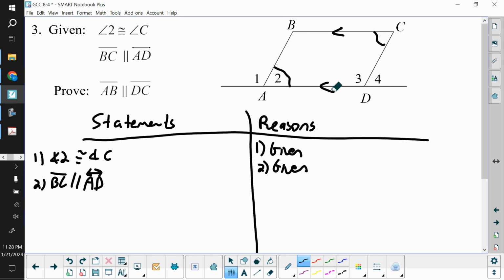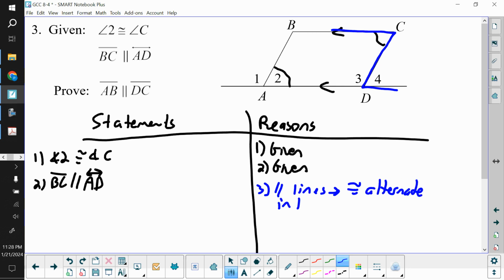Well, we eventually want to get the top and the bottom ones to be parallel. Something we can do with the parallel lines we're given is if we do a zigzag like this, we could get angle C congruent to angle 4. And that's going to be from parallel lines implies congruent alternate interior angles. And again, our statement will be angle C congruent to angle 4. So I'm going to put double arcs on angle 4 and angle C.